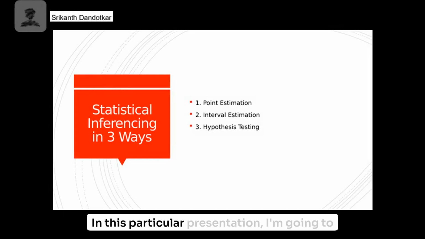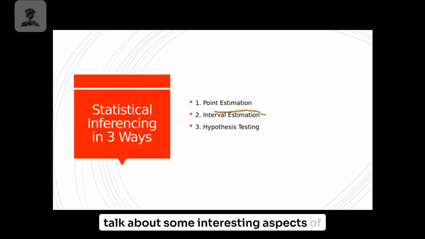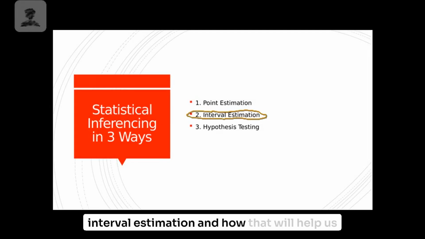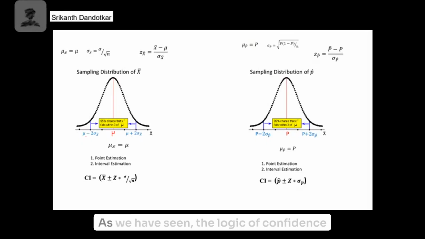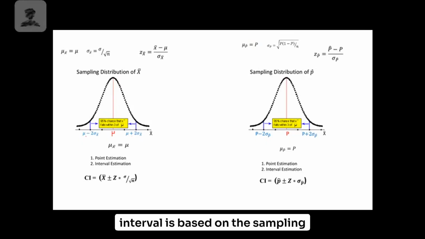In this presentation, I'm going to talk about some interesting aspects of interval estimation and how that will help us with the hypothesis testing. As we have seen, the logic of confidence interval is based on the sampling distributions. If it's a quantitative variable, it is the sampling distribution of x bars. If it is a categorical variable, it is a sampling distribution of p hats. As you know, both these distributions we assume are normal.